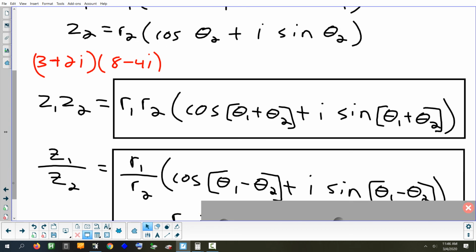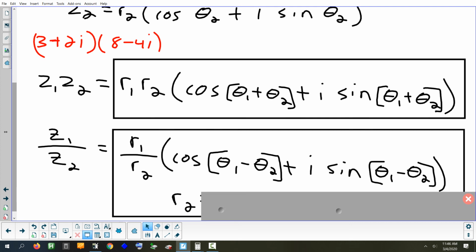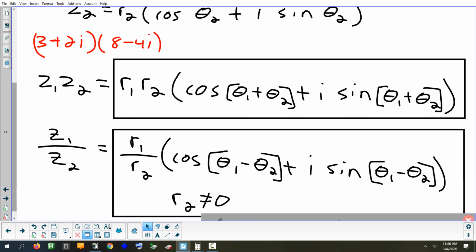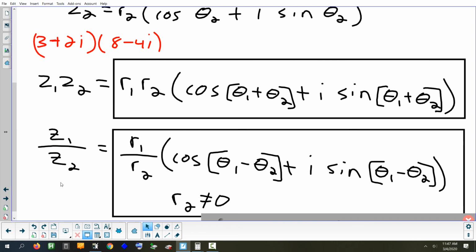Take your two radii, divide them. Take your two angles, subtract them. It's important that R2 is not 0, because you can't divide by 0. So I would never give you one where it is 0. Any questions on that? Those are your 2 points.